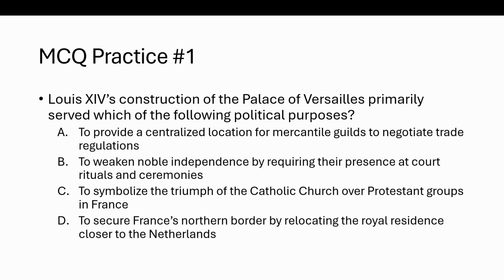So let's go through them. Starting with A, it says to provide a centralized location for mercantile guilds to negotiate trade regulations. That would be something more aligned with the Dutch position. This is not something that France was super interested in. Louis XIV wanted to consolidate his individual rule. He wasn't interested in much mercantile interests.